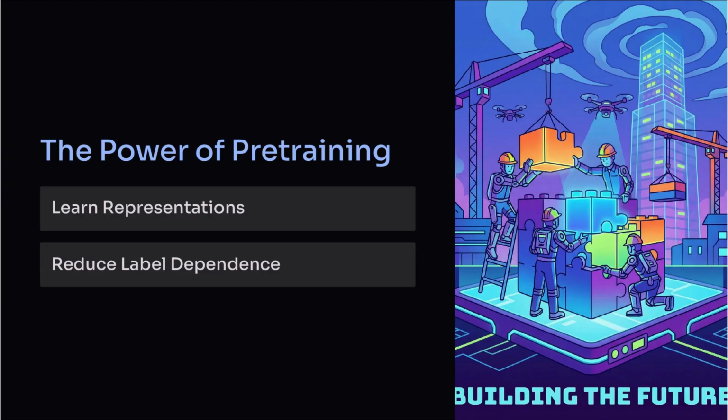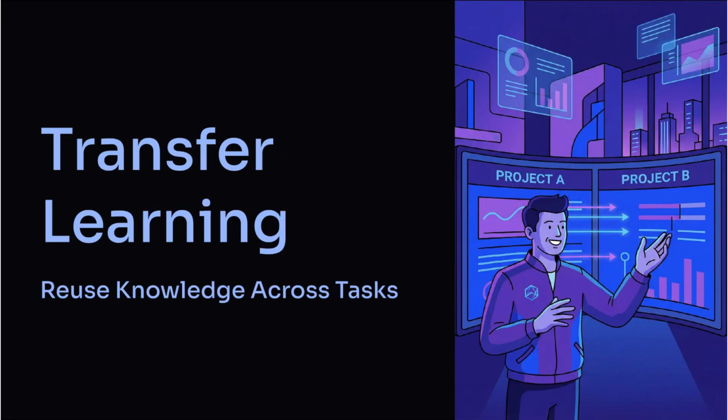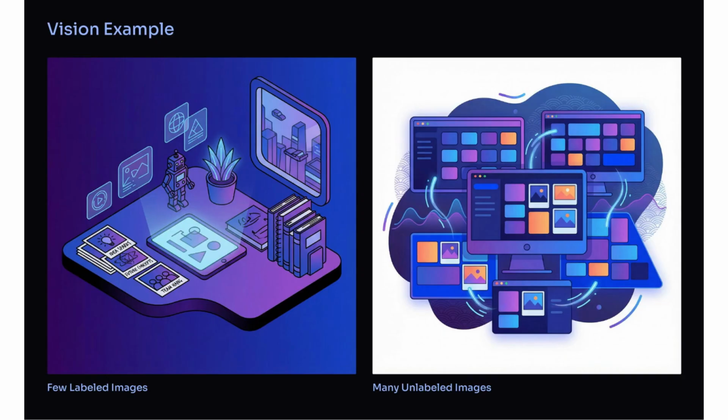In vision, a few labeled images combined with many unlabeled ones can significantly improve accuracy. In language tasks, limited annotations can be amplified using large text corpora. Compared to fully supervised learning, this approach lowers cost and improves generalization.